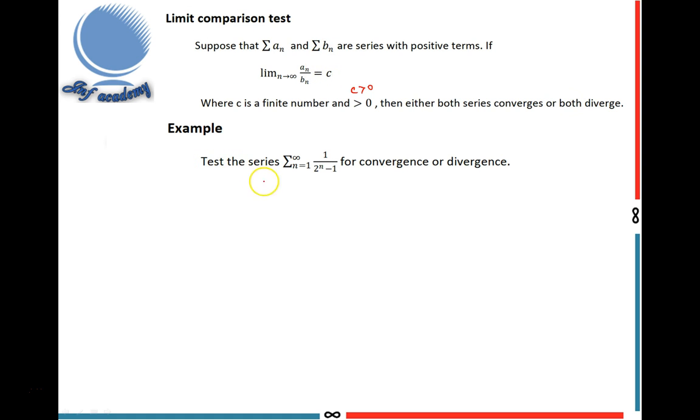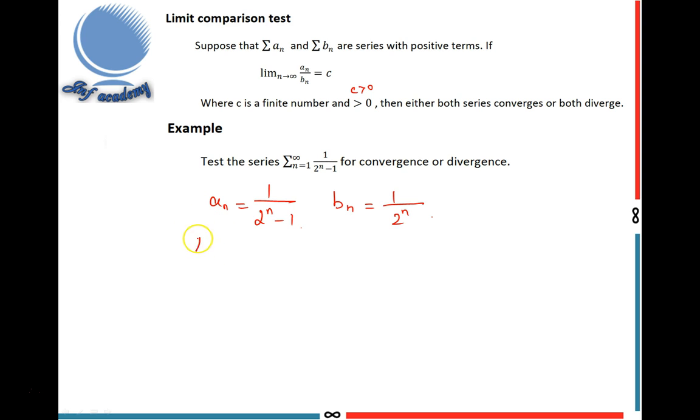Next, I will give one example. Test the series sigma n equal to 1 to infinity of 1 by 2 power n minus 1 for convergence or divergence. Here I use the limit comparison test. The given series is an, 1 by 2 power n minus 1. I select bn, the dominant power in the denominator, as 1 by 2 power n. This is the bn series.